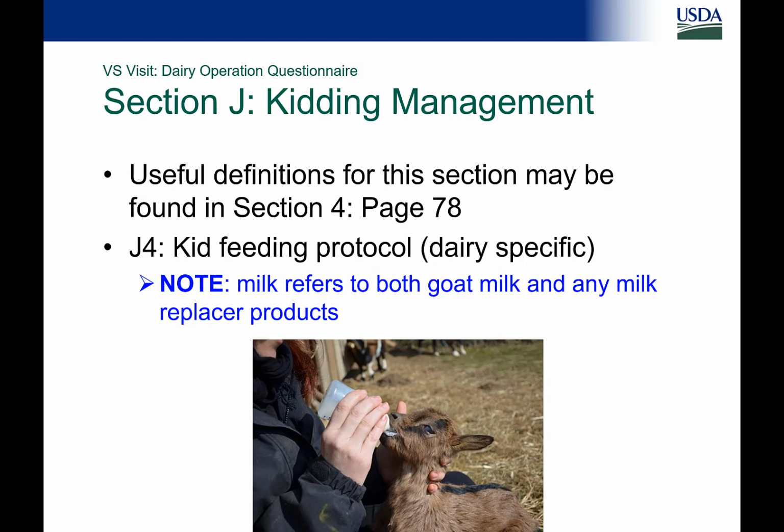J4 is the kid feeding protocol. So we want to know how they're feeding their kids the first 4 weeks of life. If they're left with the dam for all 4 of those weeks, you'll just check left with the dam. Let's say they're left with the dam the first week and then they feed them 8 ounces 5 times a day. So for the second week you'll put 8 and then put the frequency as well. And this refers to both goat milk and any milk replacer products they may be receiving.